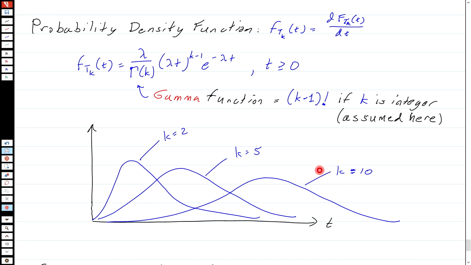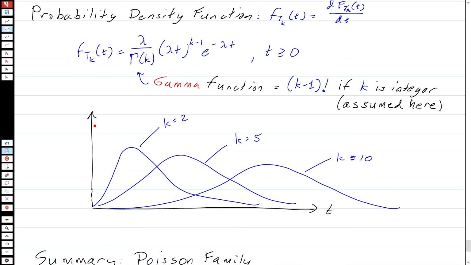Anyhow, what does this look like? It basically looks something like this. Let me draw it in here. This is k equals 1, because if k is 1, this is the time to the first arrival or excursion, and this is exponential. So it looks like an exponentially decaying curve.